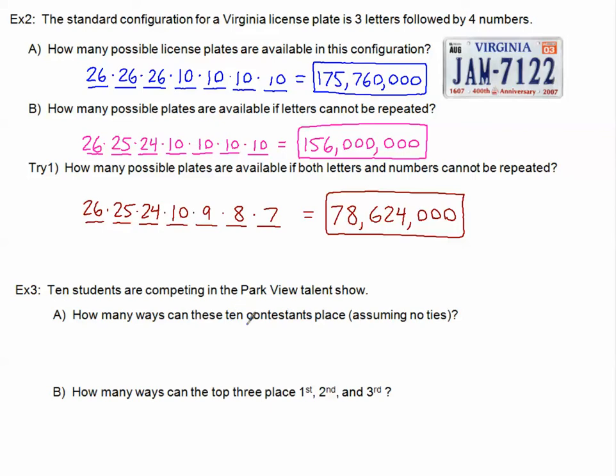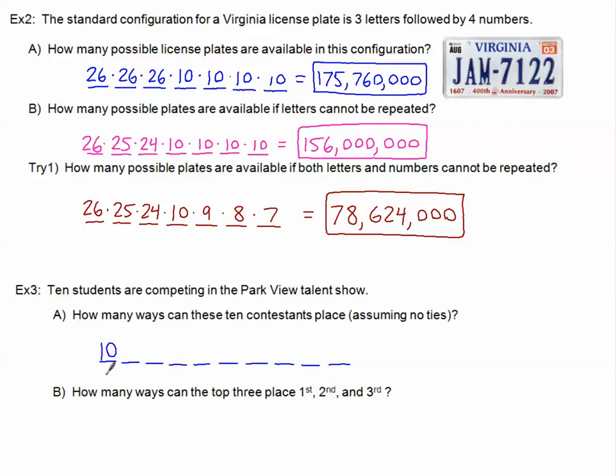Picking a first place, picking a second place, picking a third place, all the way down to picking a ninth place and then picking a last place. So there are 10 events: 1, 2, 3, 4, 5, 6, 7, 8, 9, 10 different events. So picking first place, well, there are 10 total ways to pick first place. One of the 10 has to win, hopefully.